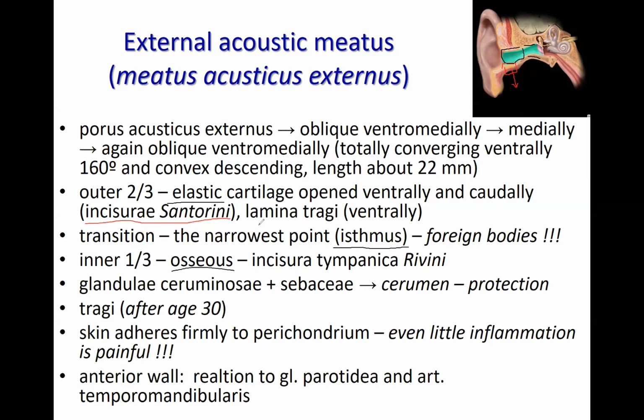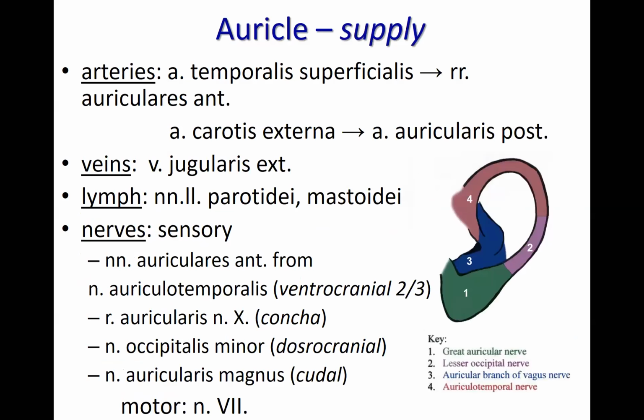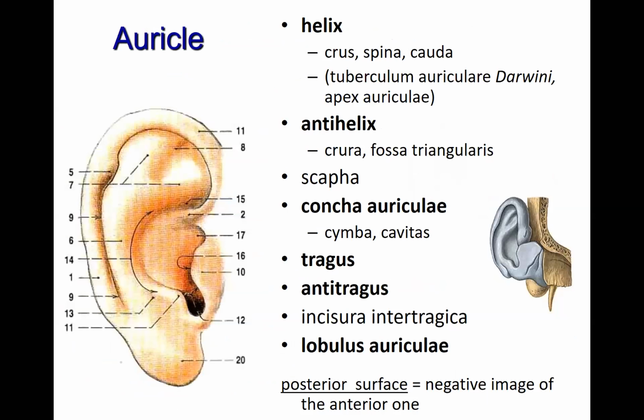Lamina tragi is part of the cartilage located ventrally, and I'll come back to another figure where it is nicely shown. The lamina tragi is shown here. Yeah, that's this part. That's, as I said, lamina tragi.